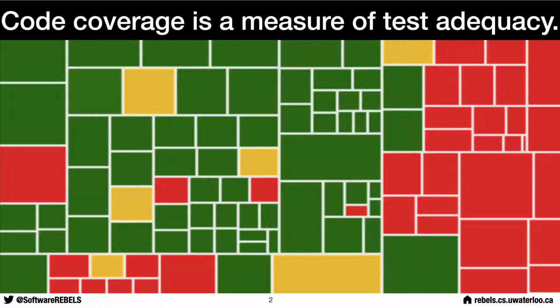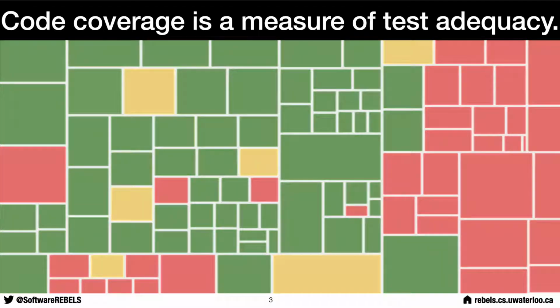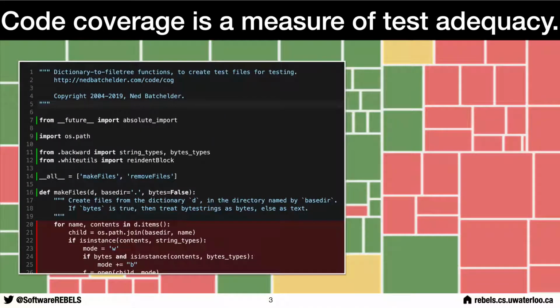In our work, we take a closer look at code coverage. Code coverage is a measure of test adequacy. It tells you if you have written enough tests for your code. How is code coverage calculated? Let's look at an example.